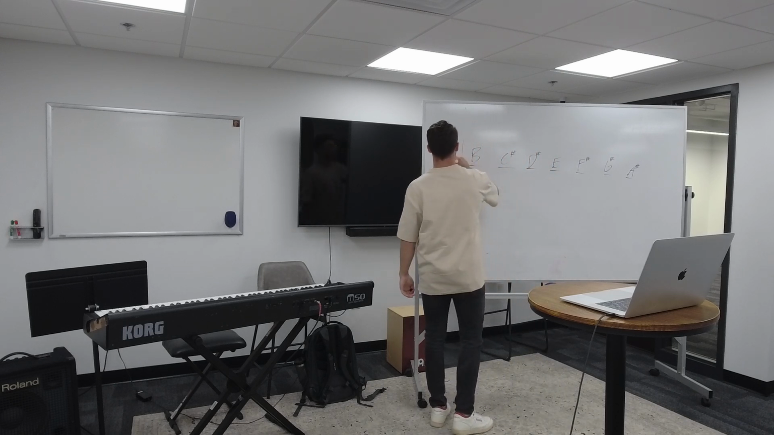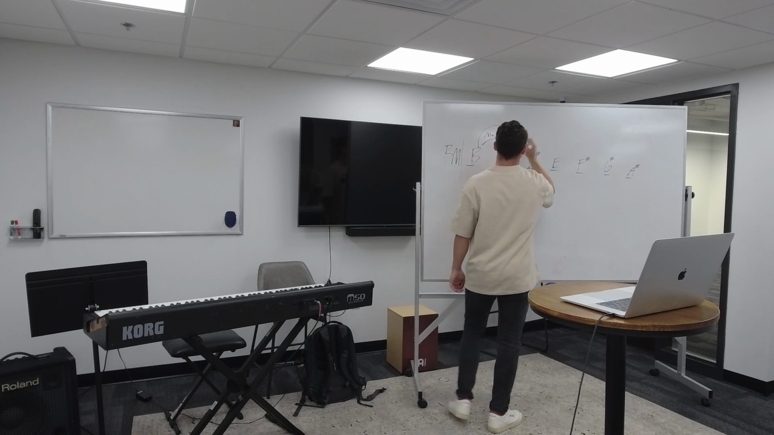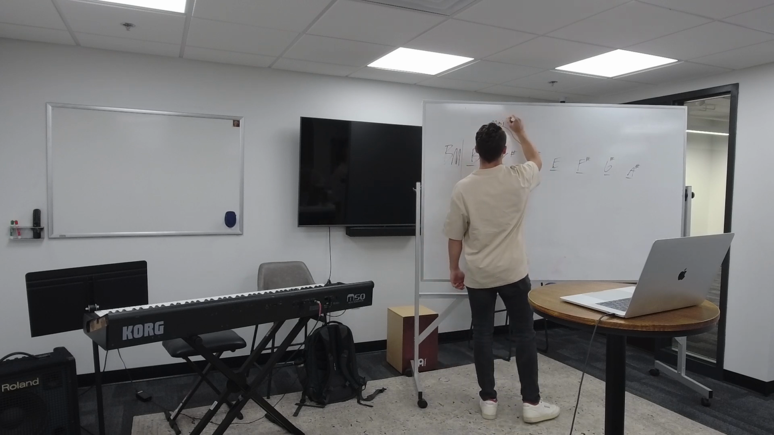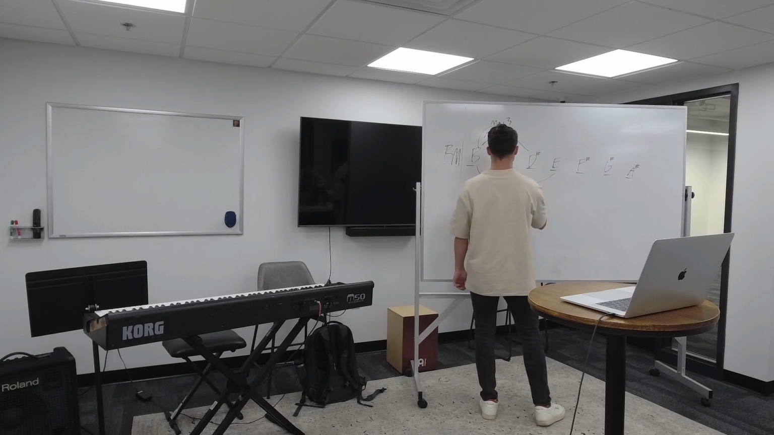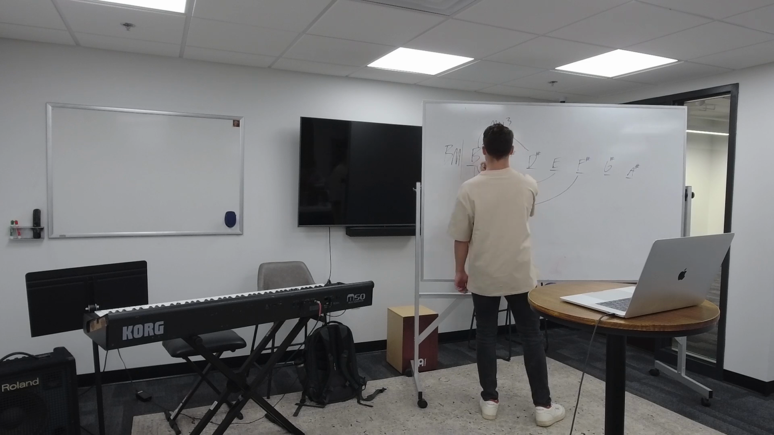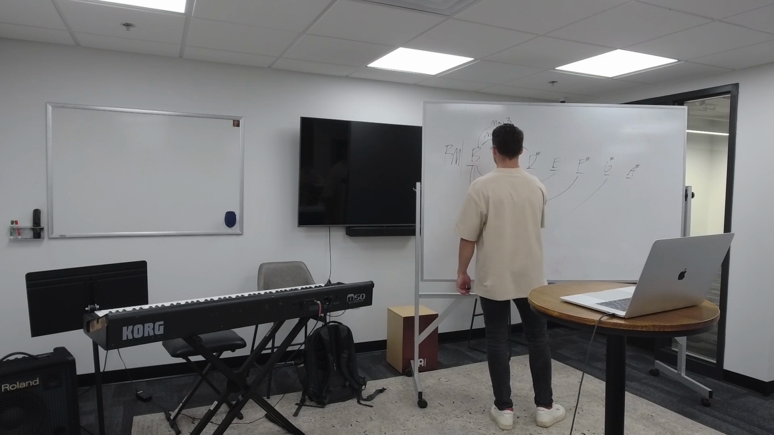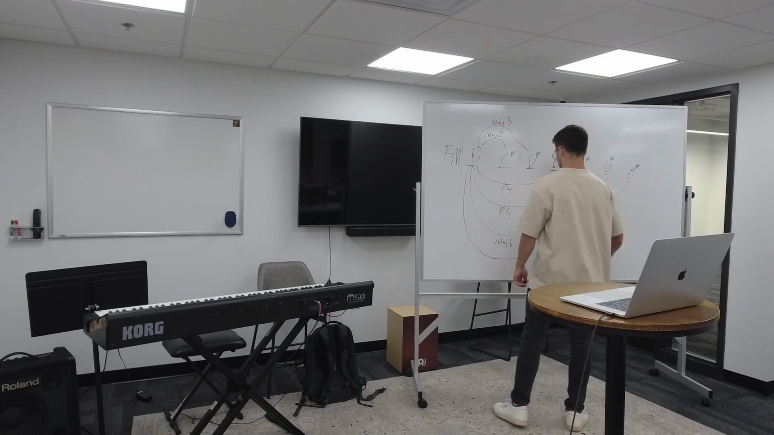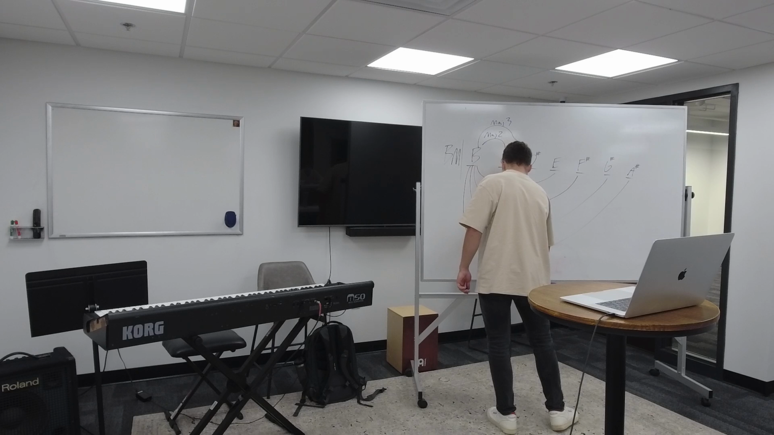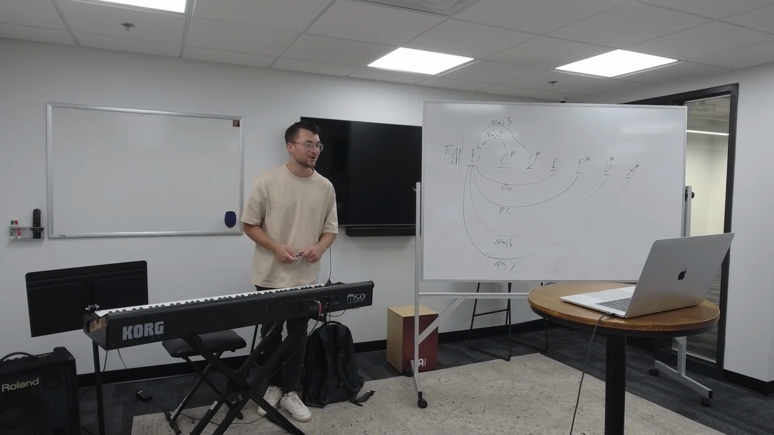So: major second. Major third. Perfect fourth. Perfect fifth. Major sixth. Major seventh. We're going to run through these intervals in the key of B, and we'll see what we know thus far.